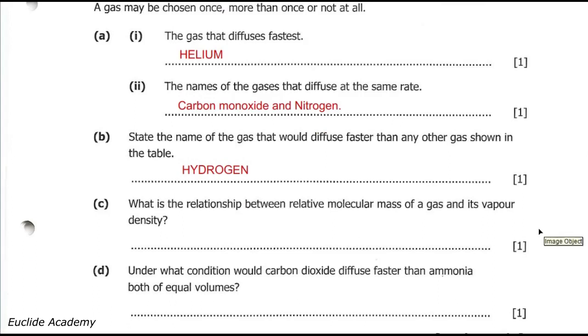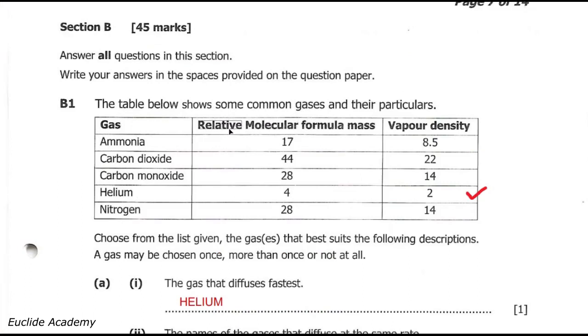What is the relationship between relative molecular mass of a gas and its vapor density? So we go back to the table and we see the relative molecular formula mass and the vapor density. Let's go in order from the biggest to the smallest. Carbon dioxide has got the highest relative molecular formula mass, 44. Vapor density is 22. Next, carbon monoxide 28, 14. Then next, ammonia 17, 8.5.